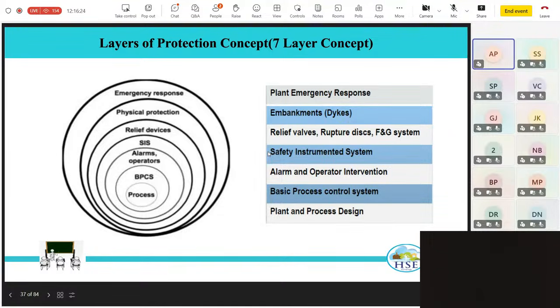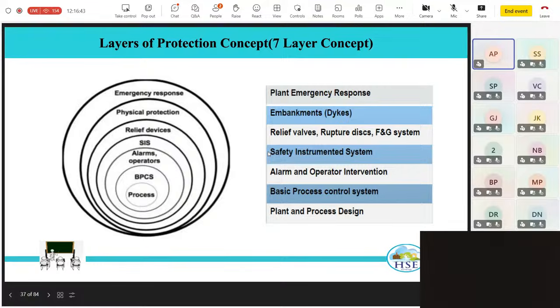It only limits whatever is the spilled thing, maybe acid or some volatile substance or maybe some hazardous substance. It will not allow it to travel all over the plant, but it limits it within a given area, which is the dike area of the particular tank.